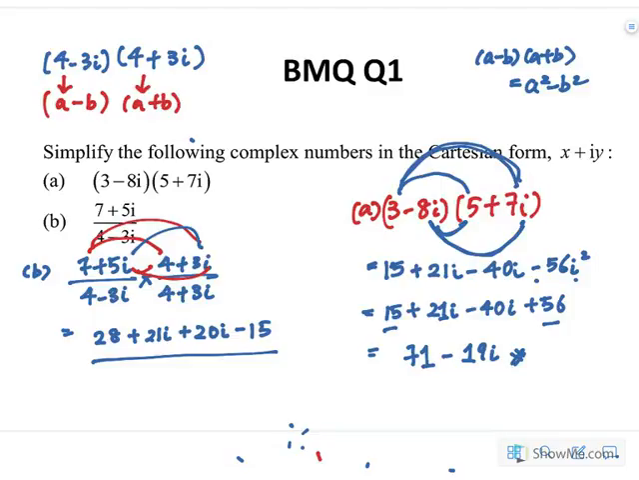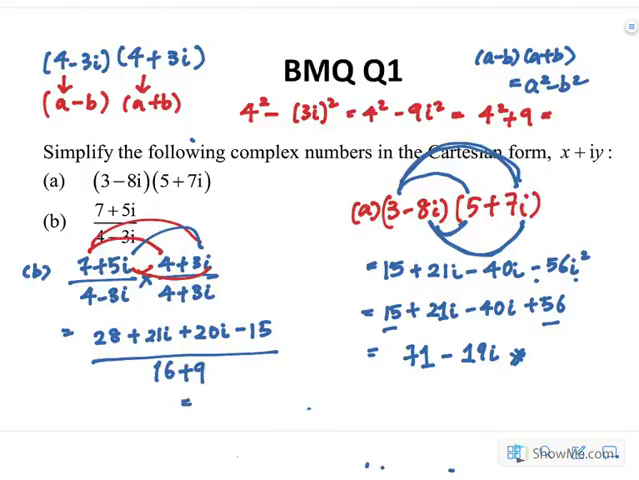What is a squared minus b squared? This will just be 4 squared minus 3i squared. Alright, what is 3i squared? You can see that this is the same as 4 squared minus 9i squared, which is just 4 squared plus 9. Okay, so in general this is just a squared plus b squared, and the denominator will just be 4 squared plus 9, which is 16 plus 9.